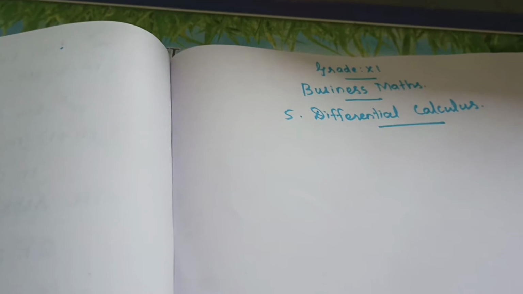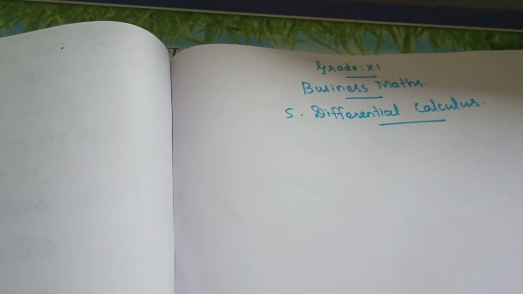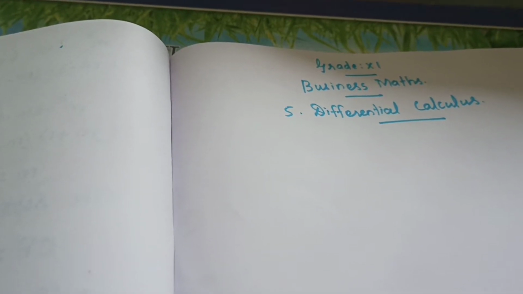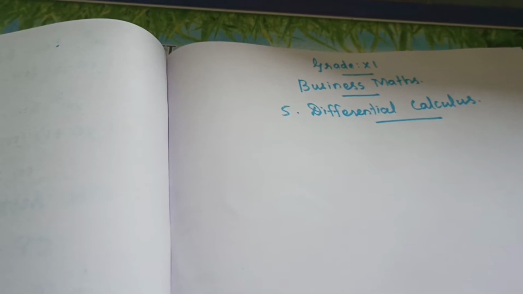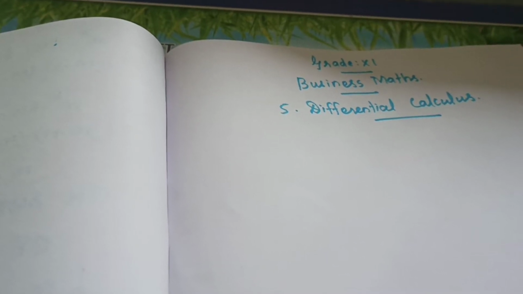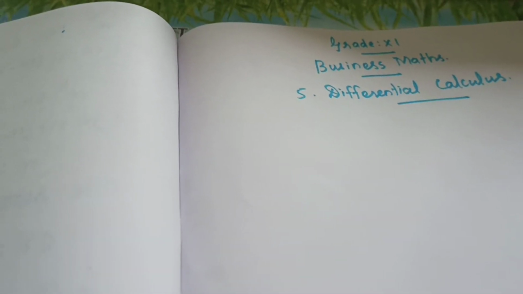Good morning. Welcome to Grade 12 Business Mathematics class. We have started the fifth chapter, Differential Calculus. In our last class, we learned something, so we will continue from there. In our last class, I taught you how to draw the graph for functions.